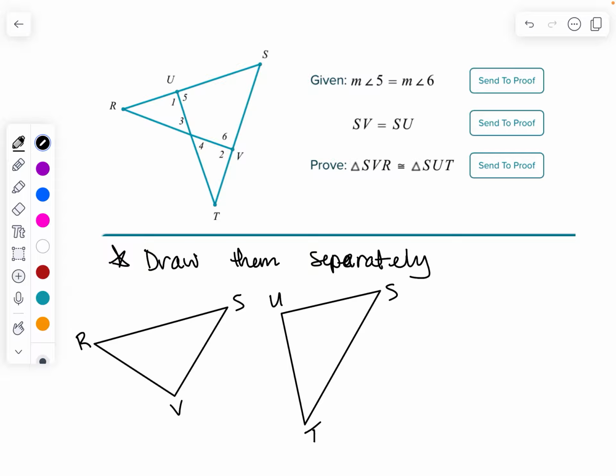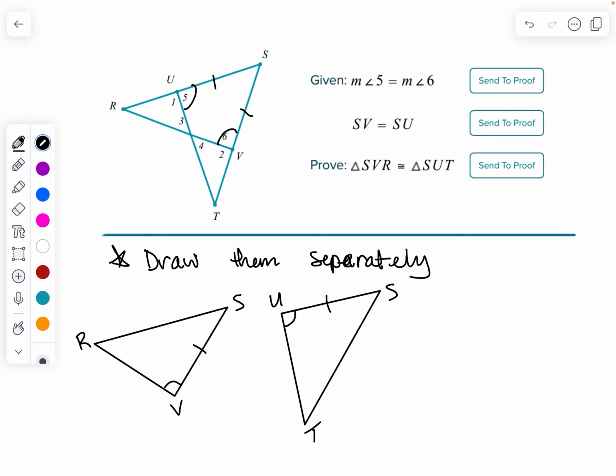Now they mentioned 5 and 6, and if those show up in here, so 5 is here and 6 is here, SV is here and SU is here. So those do show up in my drawings right here and here. So I'm going to mark those with congruent marks, because that's here and here and here and here. So I'm going to mark those here, here, here, and here. That's handy. Okay?